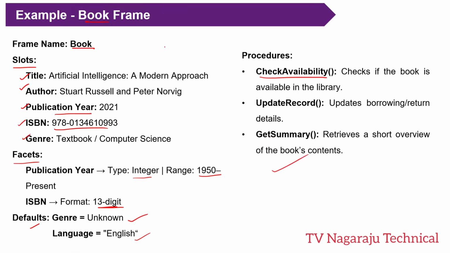So observe, if you see this screen, it is very clearly identified. So book consists of this information. These are the properties. These are the operations that are performed on a book. Using this is the best way of representing the knowledge of a book.